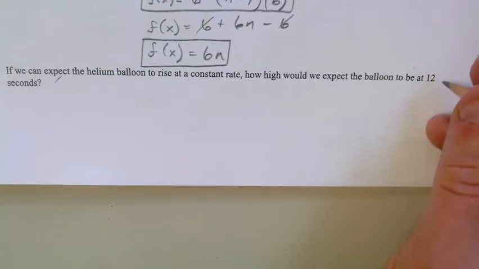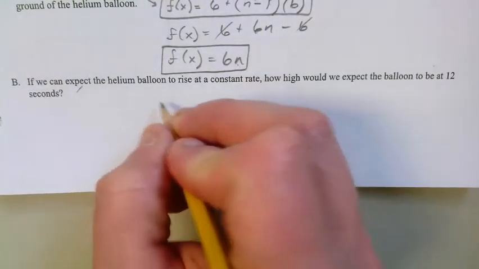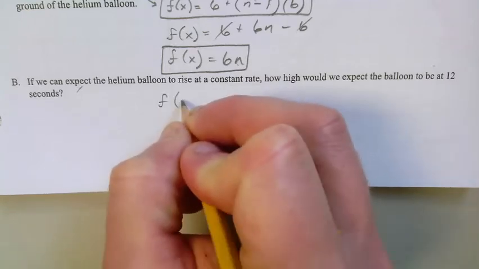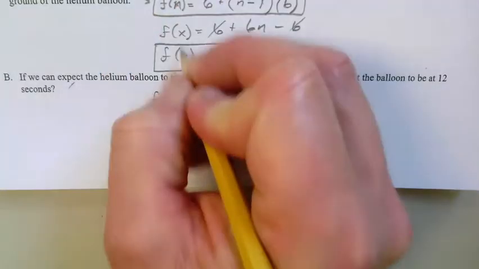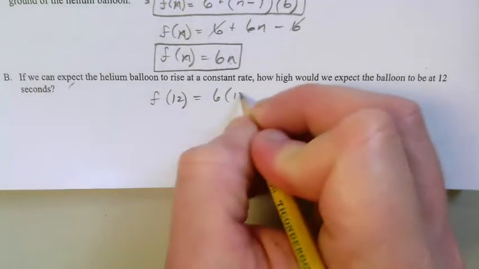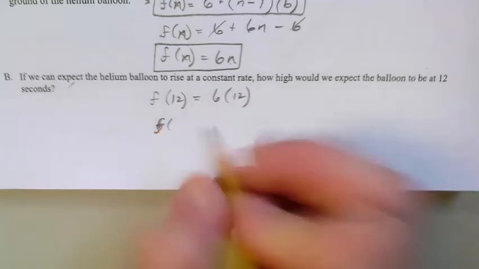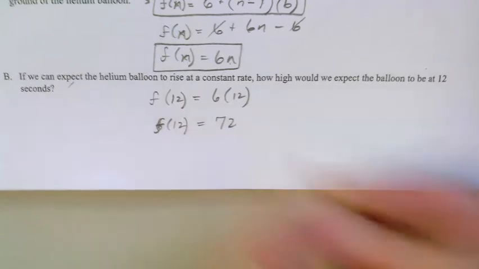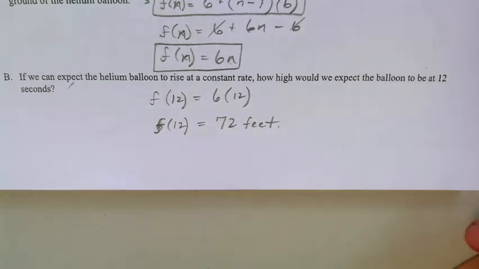Now, if we expect the helium balloon to rise at a constant rate, how high would you expect the balloon to be at 12 seconds? So at 12 seconds, I plug in 12 for the number of seconds. I should have probably put f of n in function notation, because n was the value we used here. f of 12, meaning 12 seconds, I plug that in, and f of 12 gives me 72, right? 72, 6 times 12 feet in the air. So hopefully, as you work that out, you got something similar to what I have there.